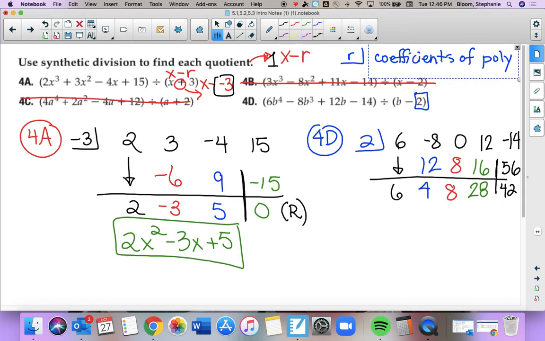Okay, so now we have the coefficients. We got to put variables on them. So remember, if my first one is a b to the 4th, that's my original, and my answer, what does the first term have to be? Cubed. So I would have 6b cubed plus 4b squared. You always just follow in order, standard form. Plus 8b plus 28 plus, now I have a remainder, so you put 42 over what you were dividing by, which is b minus 2.